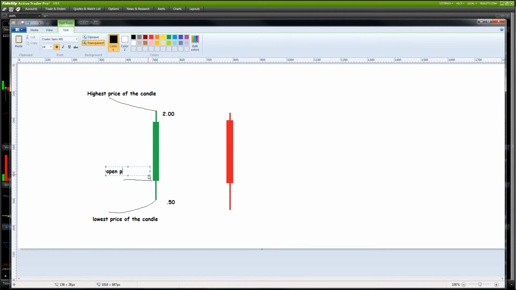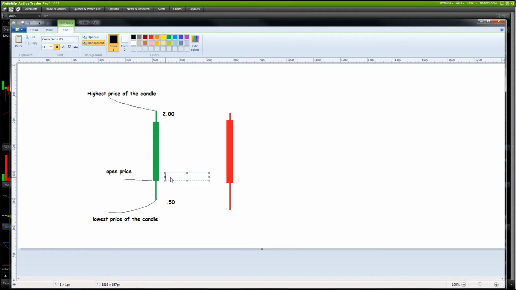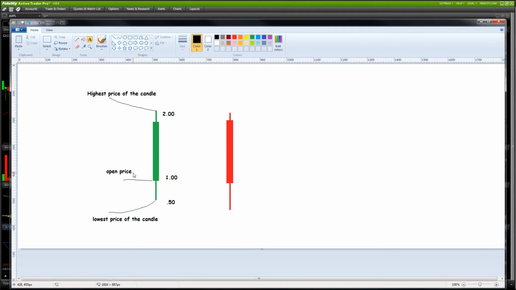So this first area right here on a green candle, the bottom of the body, is going to be your open price. Okay, so let's say that this is $1 right here. That's what our candle opened up at. So let's say that the opening price was $1. And since this is a green candle, that is going to represent positive movement, so the price is moving up.